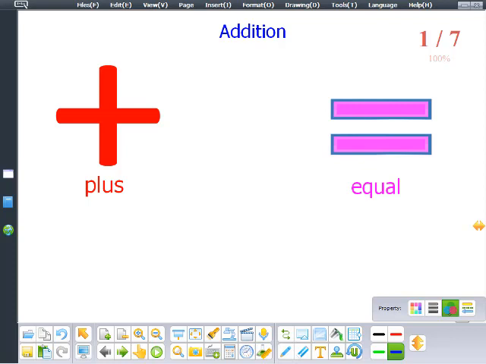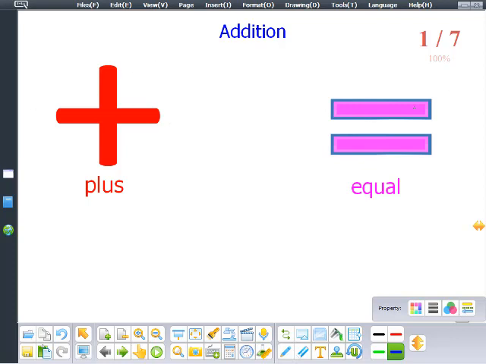It's our math time, and today we're gonna talk about addition. Look with me. Do you know what this sign is? What do we call it? We call it plus. Repeat after me. Plus. Wow.